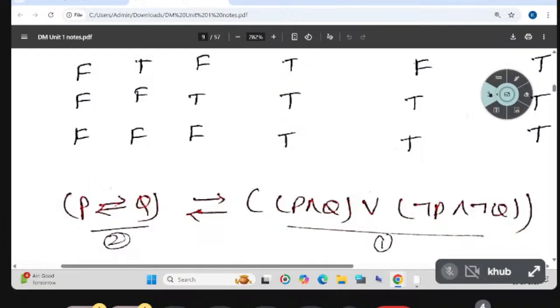So the question is P double implies Q double implies P and Q or negation P and negation Q. Will you do it or will you leave some space and we will go for the next one? Shall we go for the next one? Move on to the next one.